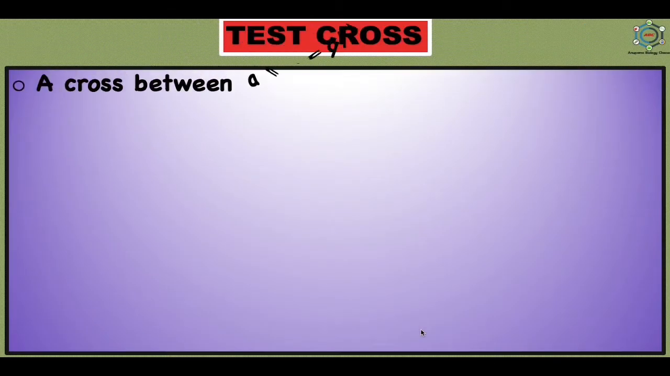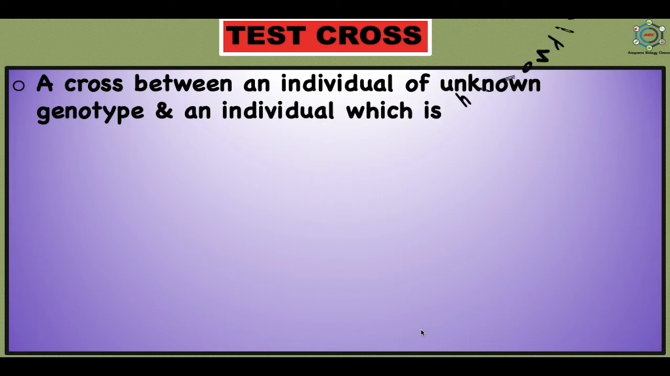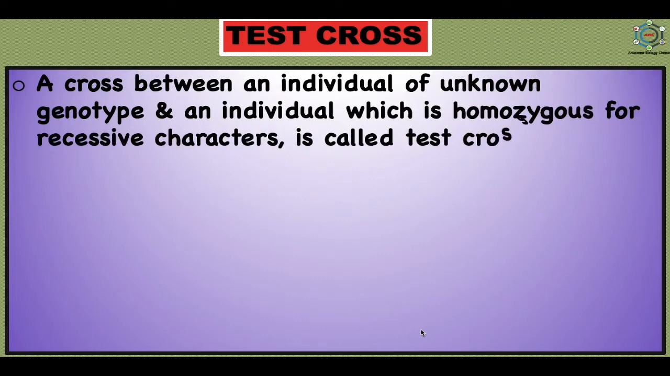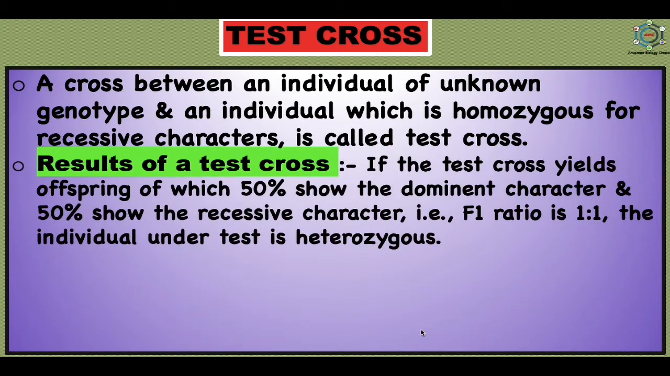So what is test cross? A cross between an individual of unknown genotype and an individual which is homozygous for the recessive characters is called test cross. The result of a test cross is that it yields offspring of which 50% show the dominant character and 50% show the recessive character. That is, F1 ratio is 1:1 and the individual under test cross is heterozygous. This is so because the individual showing the recessive trait must have received one recessive allele from each parent.